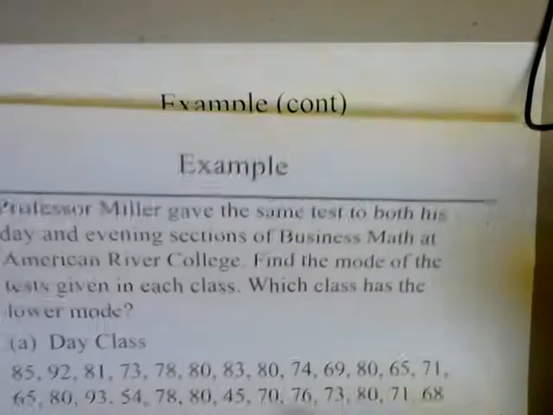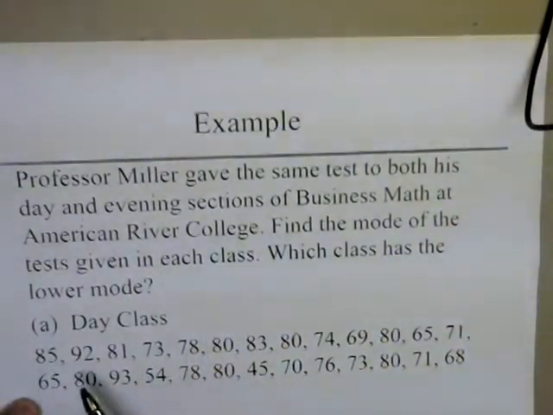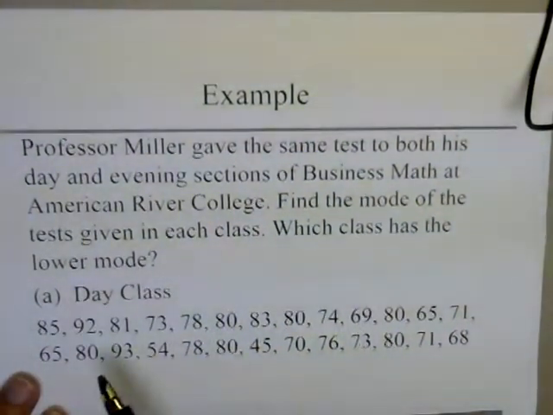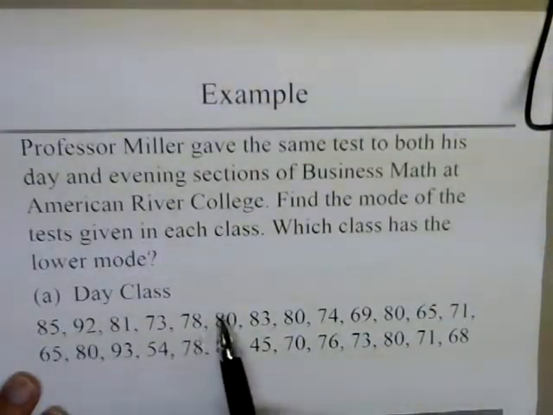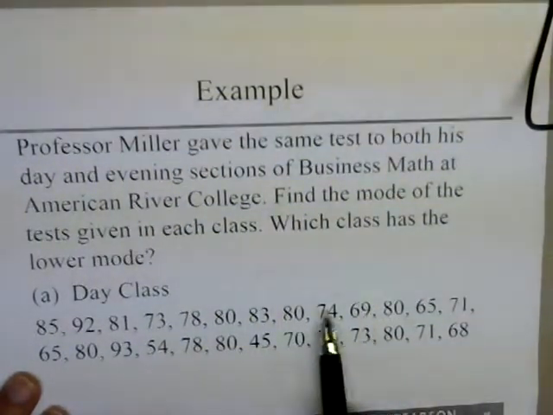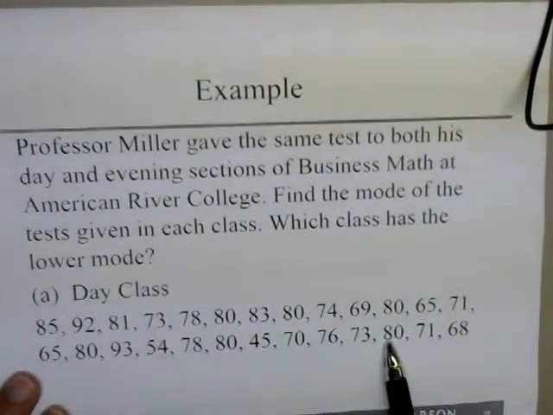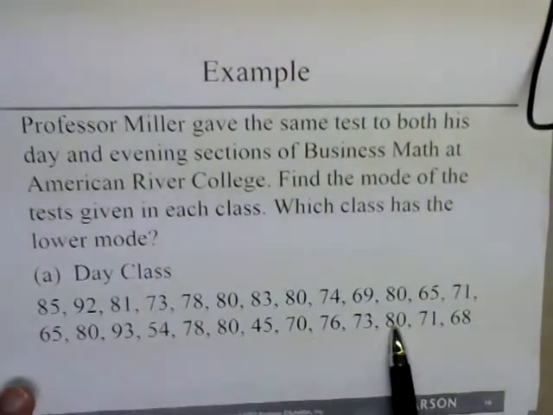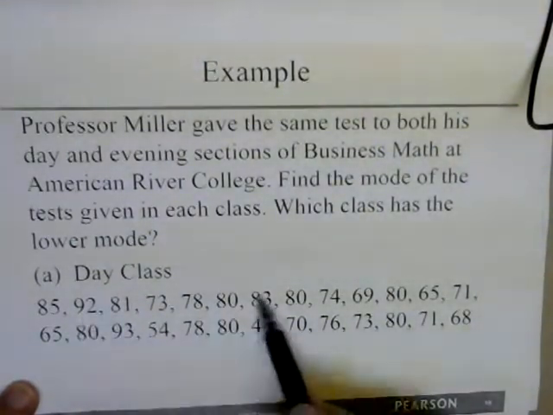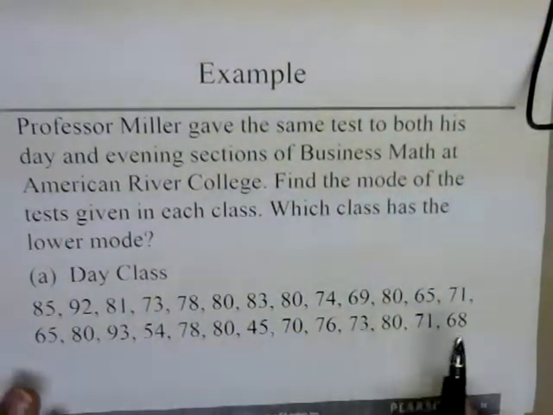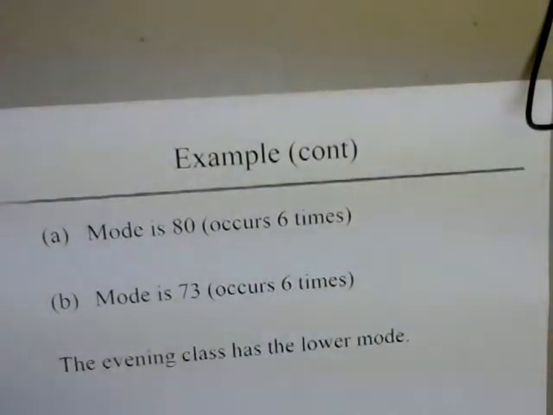But if you look at the data, the mode for the first set of data is 80, right? So 80 occurs 6 times. See if I can find them all. 1, 2, 3, 4, 5. I'm missing one. Did I do them in order? Try to go in order here. 1, 2, 3, 4, 5, 6. So there's 6 occurrences of 80 there, and I think that occurs more than any number in the list. So that would be the mode for the first data set.